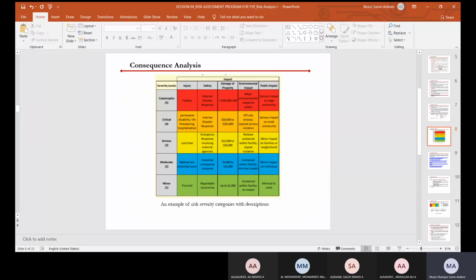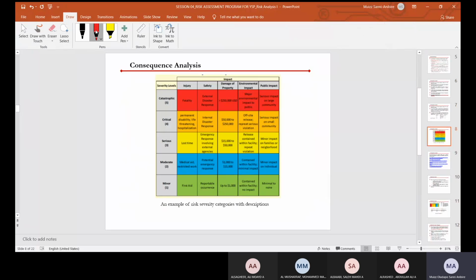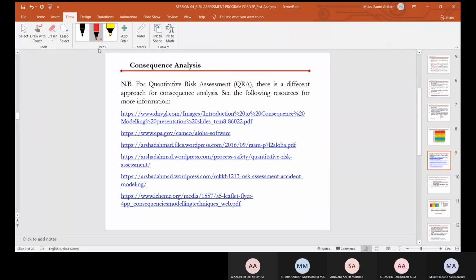You can see here also that we have the consequences with various kinds of impact, like injury. You see we have safety, damage to property, environmental impact, as well as public impact. And we could possibly have other kinds of impact like business impacts and all that. We also briefly mentioned consequence analysis and provided some resources that you may want to consult for more information on consequence analysis.